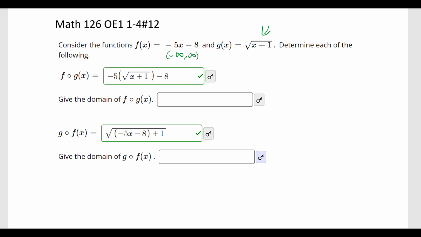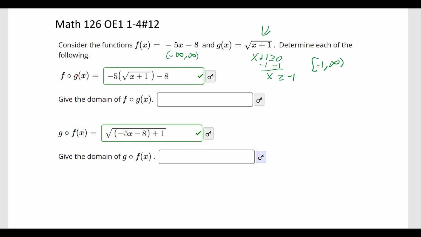But this domain here is going to be x plus 1 needs to be greater than or equal to 0. So we can subtract the 1 from both sides. So we'd have x is greater than or equal to negative 1. So the domain for this one is from negative 1 to infinity. Now, this was put together just perfect here. The student put it together.